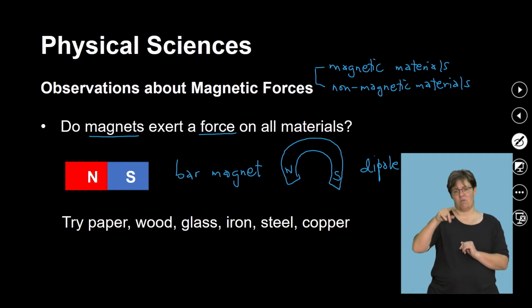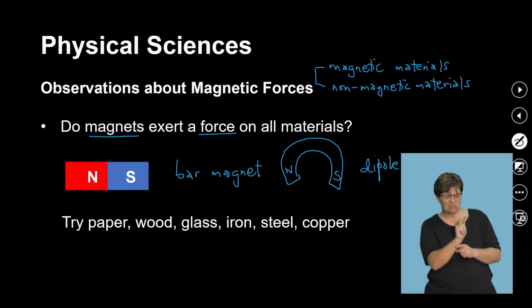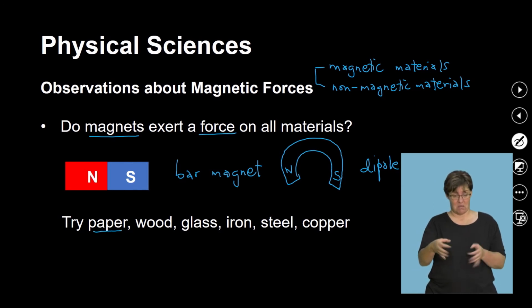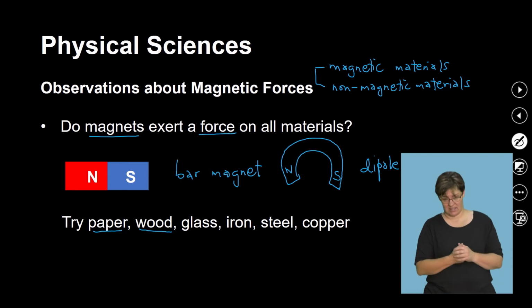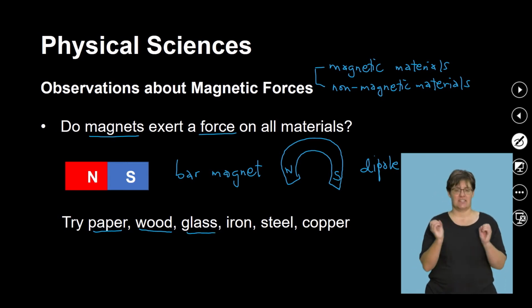Now, the materials that you want to think of: paper. Paper, is it magnetic or non-magnetic? You can try this. If you bring paper closer to a magnet, does the magnet exert a force on the paper? Yes or no? It certainly doesn't. So does wood. The magnet does not exert a force on wood, as well as glass. But iron and steel are magnetic materials. I'm not so sure about copper.